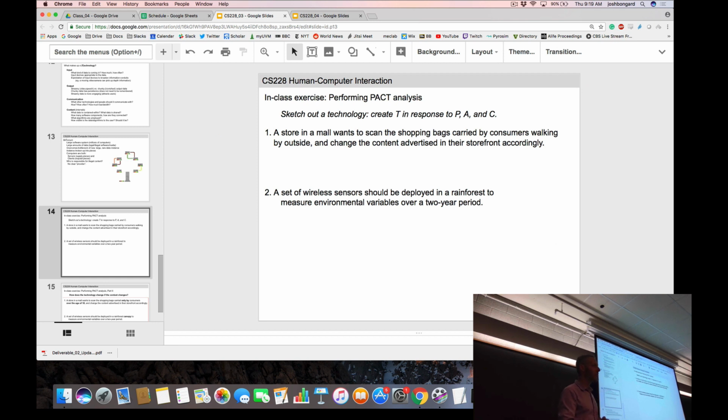Okay, let's start with number one here. What are some aspects of the technology? How has P and A and C influenced your thinking about this technology? Well, first of all, people are going to walk by the store in two directions. It might be right or left-handed. Okay. So you need a sensor in front of your store and a sensor across the street.